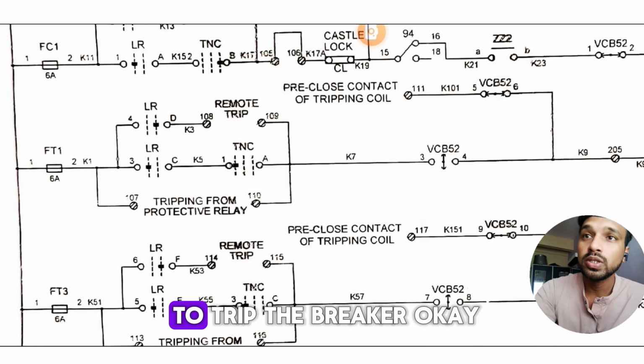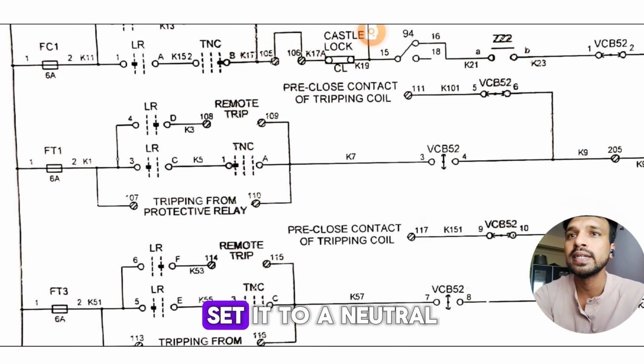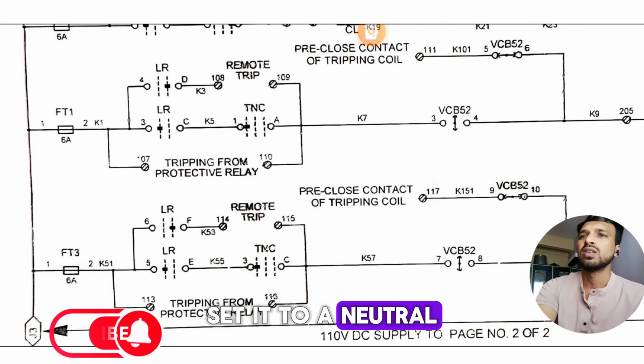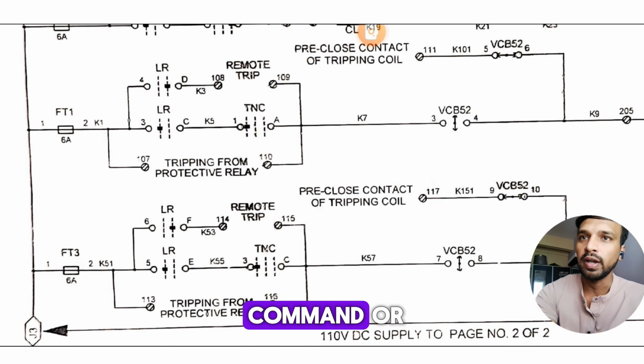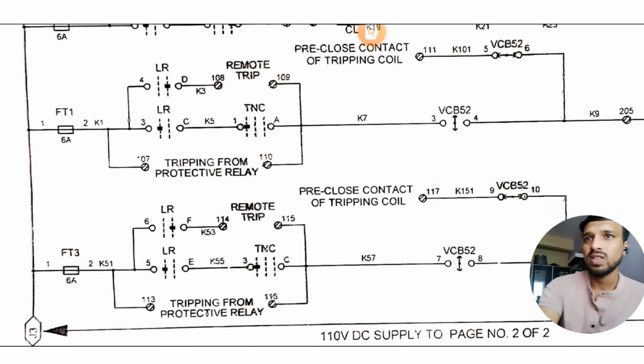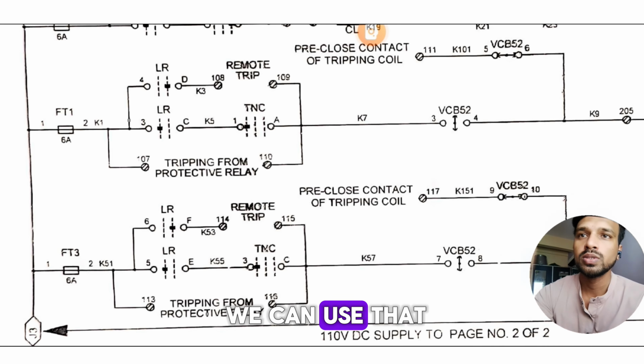It can be used to trip the breaker. Okay, set it to neutral. When the TNC switch is in neutral position, then there is no command. Or to close the breaker, we can use that TNC switch.